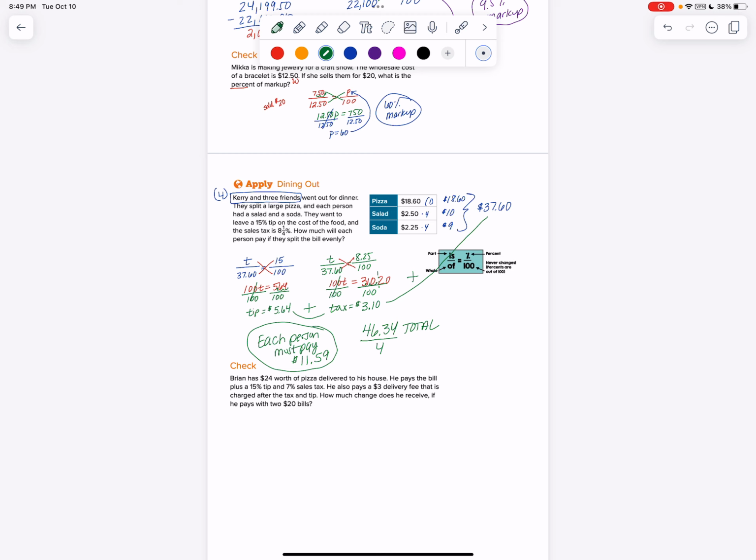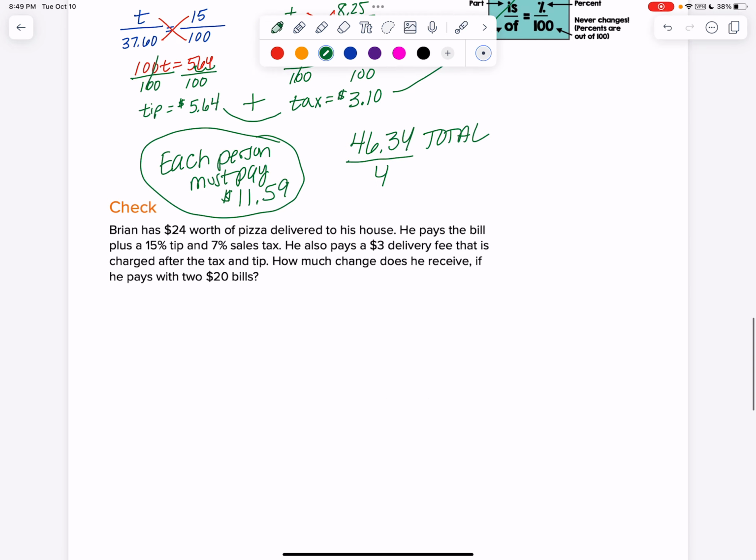So the check section here, okay? Brian has $24 worth of pizza delivered to his house. He pays the bill plus a 15% tip and a $7 sales tax. He also pays a $3 delivery fee that is charged after the tax and the tip. Oh boy, we got a lot going on here. How much change does he receive if he pays with a $20 bill?